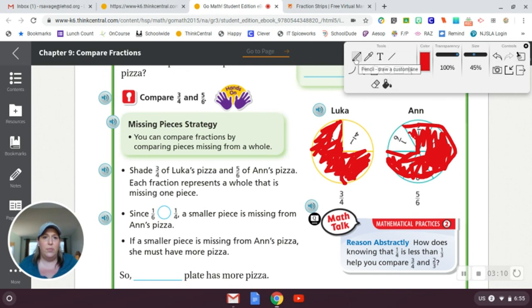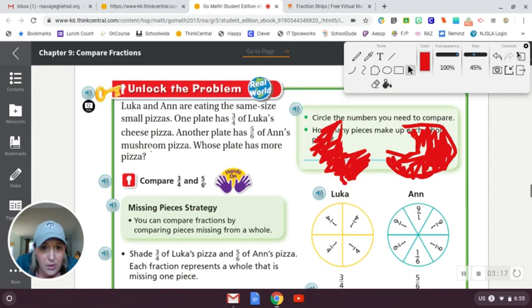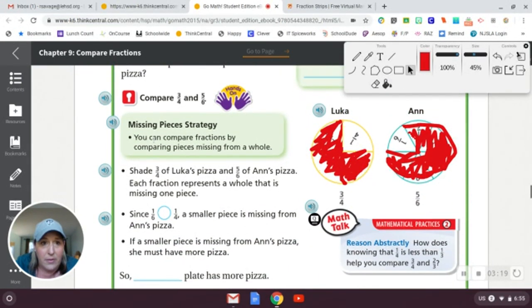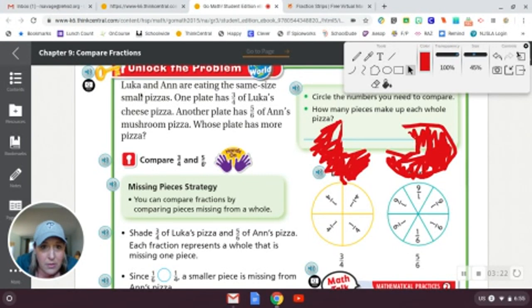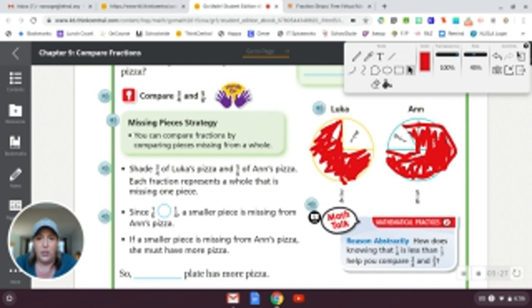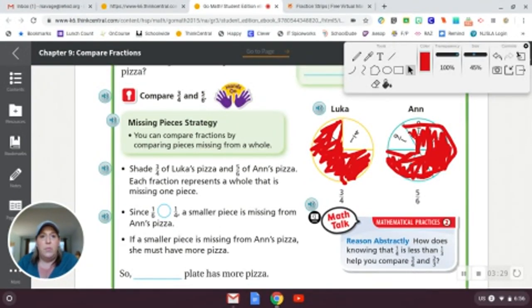So I want to know, do I want to know the bigger one or the smaller one? I want to know whose plate has more pizza. The same size. Okay. I want to make sure what my question is. I want to make sure whose plate has more pizza. So shade 3/4 of Luca's pizza and 5/6 of Anne. Each fraction represents a whole that is missing one piece.